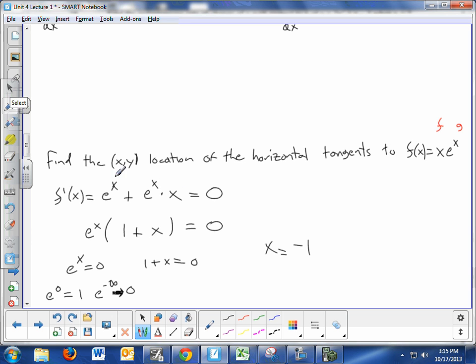with that. So we know x is -1. I will plug -1 into my function to find f of -1. That'll be negative e to the -1, and that's it. Your point would be -1 comma negative e to the -1. You can rewrite this as -1 over e if you want to, because that's the same as e to the -1. That's your answer.